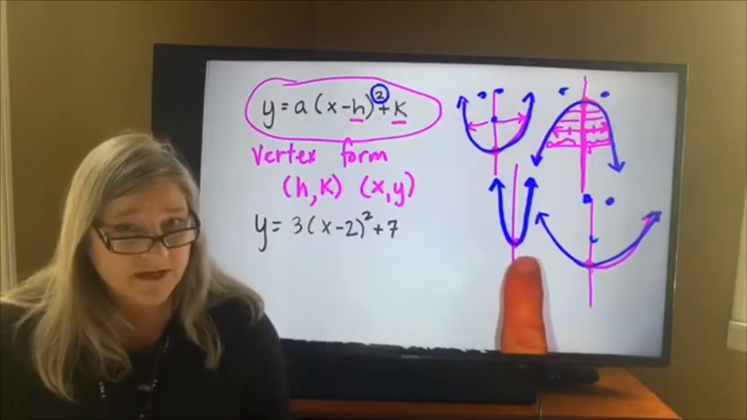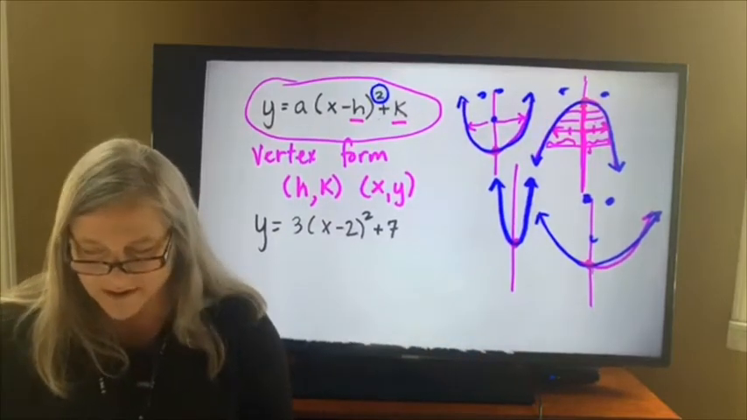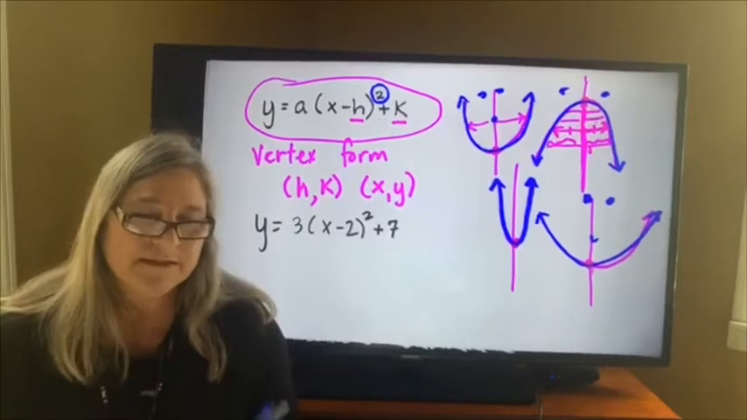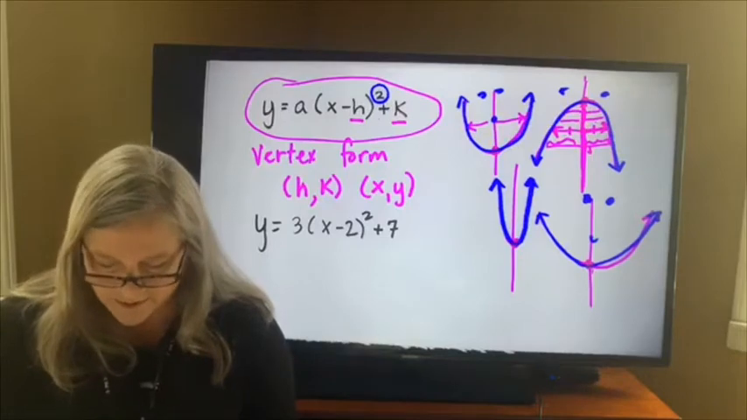And again, remember, vertex is the place where it changes direction. So we can pull that point out because it's already in that form. So when you're given the vertex form, this is probably the easiest way to graph a parabola. So let's look at what's important.